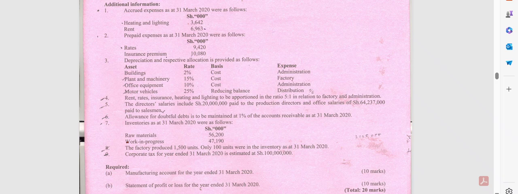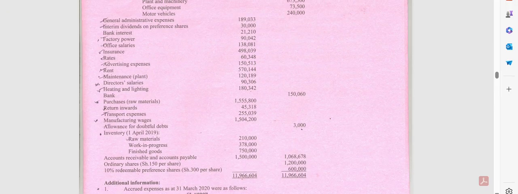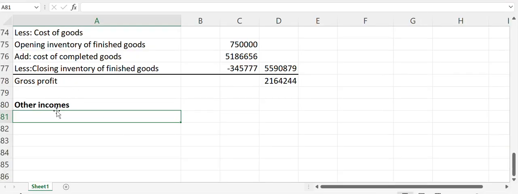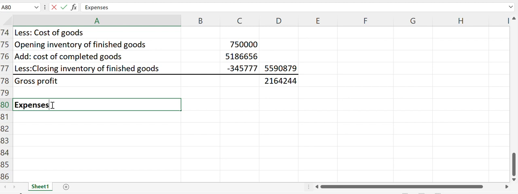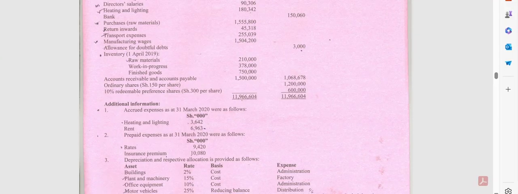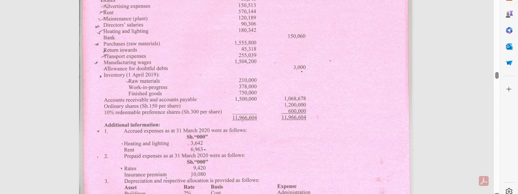So instead, we can just say expenses. We don't even have discount receipts and those things. We really don't have. So we're going to say expenses then. So let us begin with administration expenses. So we begin with what is already there in the trial balance.